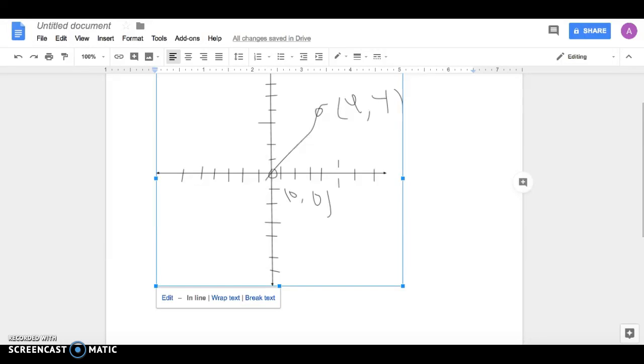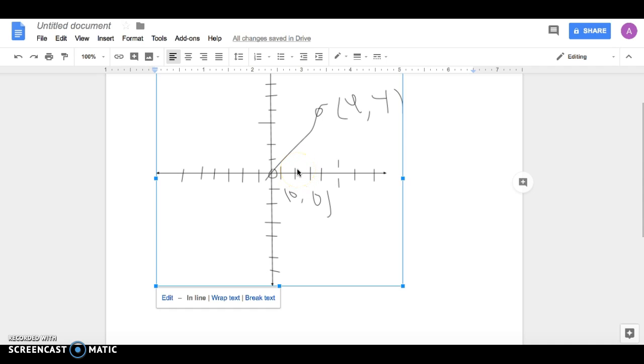So for my graph, I did 2 points, (0, 0) and (4, 4). To find the midpoint, you need to add the first x and the second x and divide that by 2, and do the same with the y. So from 0 to 4 is 4, and then 4 divided by 2 is 2. So the x coordinate of the midpoint would be 2.